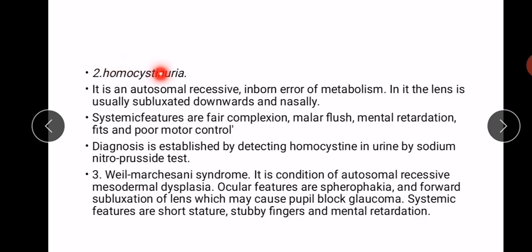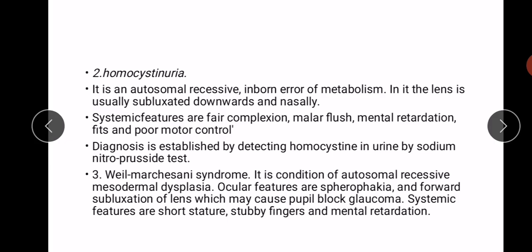Second cause is homocystinuria. It is an autosomal recessive inborn error of metabolism. In it, the lens is usually subluxated downwards and nasally. Systemic features are fair complexion, malar flush, mental retardation, fits, and poor motor control. So in homocystinuric patients, these are systemic features. Diagnosis is established by detecting homocysteine in the urine, by sodium nitroprusside test.